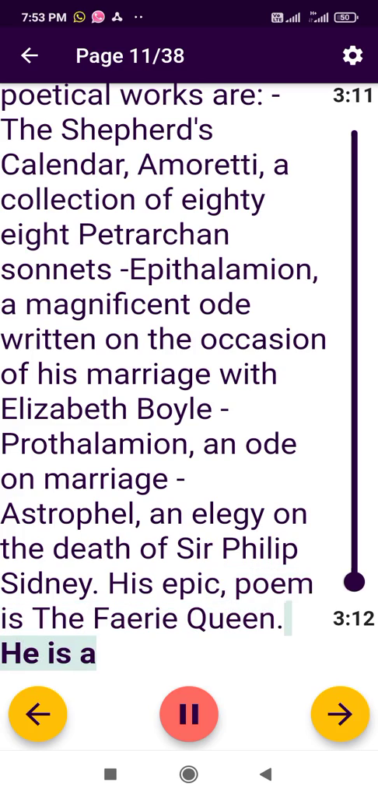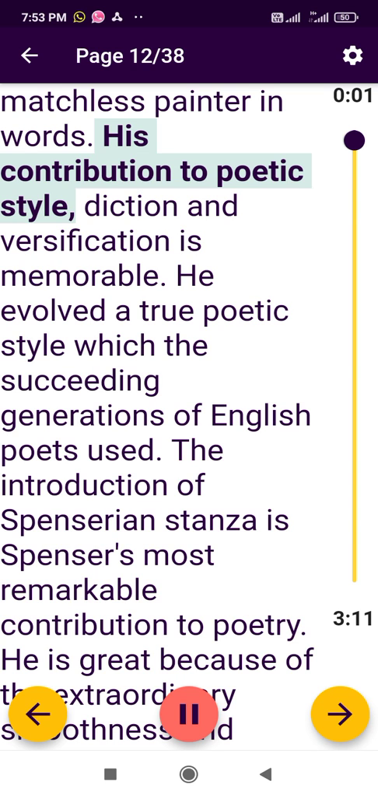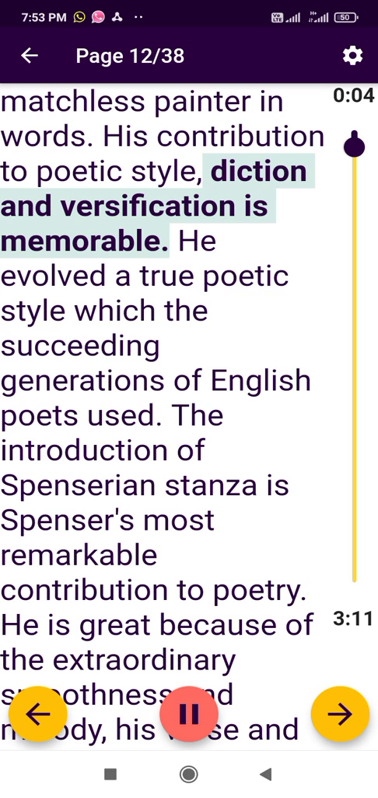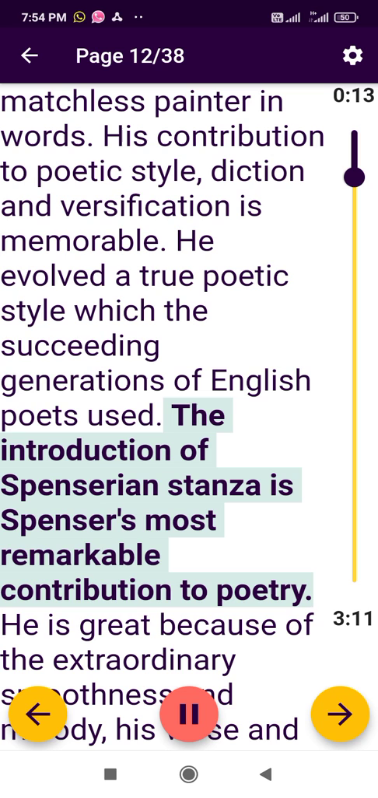He is a matchless painter in words. His contribution to poetic style, diction and versification is memorable. He evolved a true poetic style, which the succeeding generations of English poets used. The introduction of the Spenserian stanza is Spenser's most remarkable contribution to poetry.